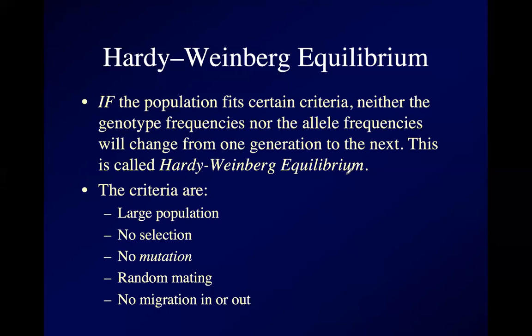By random mating, what you mean is that individuals are not choosing each other based on genotype. What's the example I always think of?